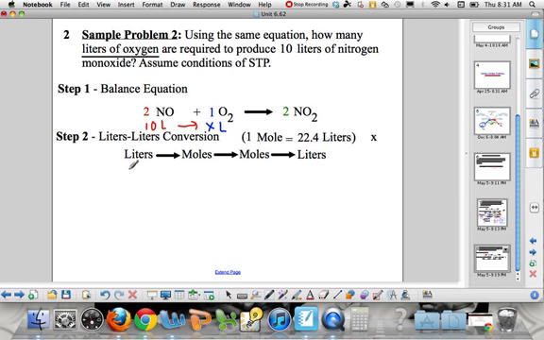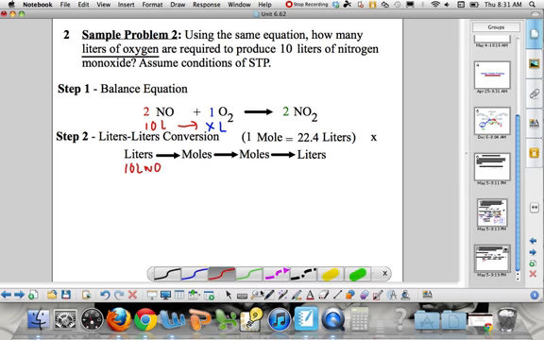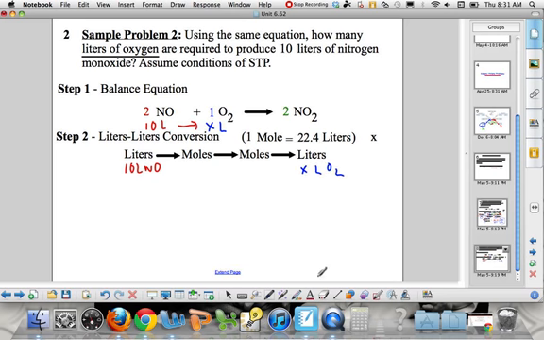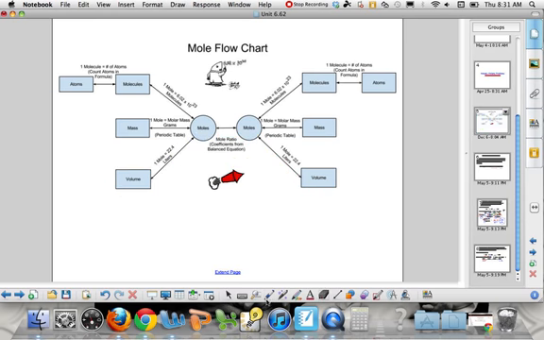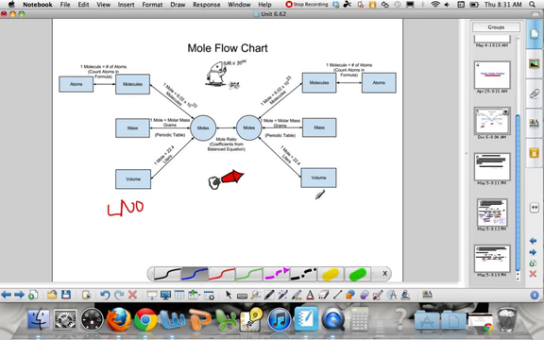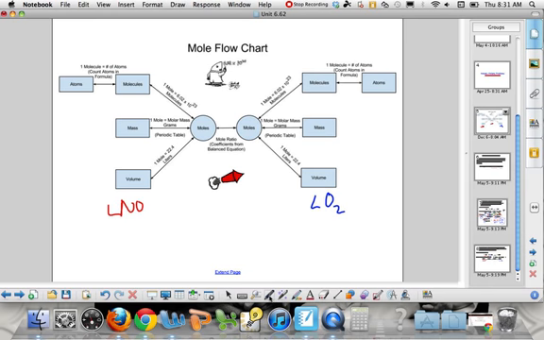So I'm starting out with 10 liters of the NO, and I'm trying to convert it to however many liters of O2 I need. So we look at the flow chart. Again, I'm starting out here. Let's erase what we did last time. This time I'm starting out here in the NO with liters, and I'm trying to convert to liters of O2. So my first step is taking my liters of NO and going to moles of NO.